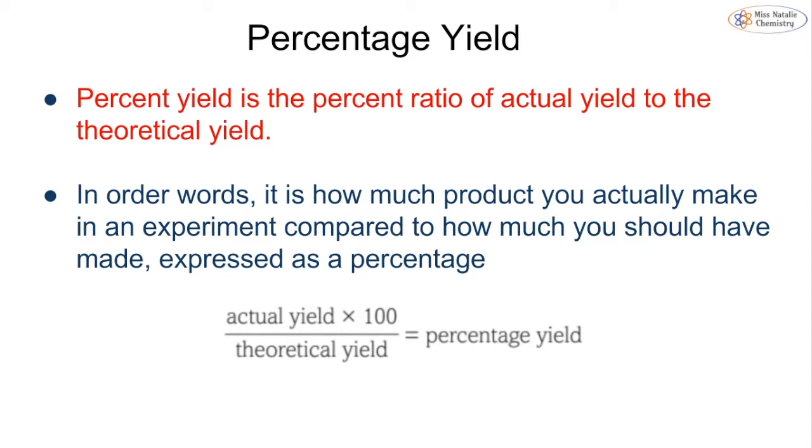Moving on to percentage yield, again, you will have covered this in IGCSE. A percentage yield is the ratio of the actual yield of a product, or how much product you actually made, versus the theoretical. So in other words, it's how much you make compared to how much you should have made. And we use this equation here.